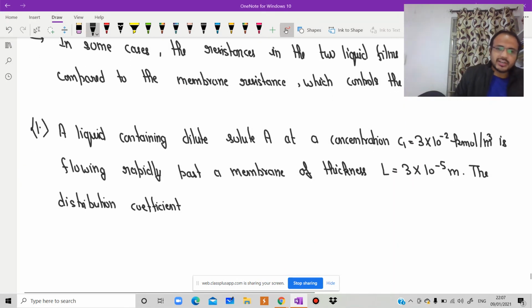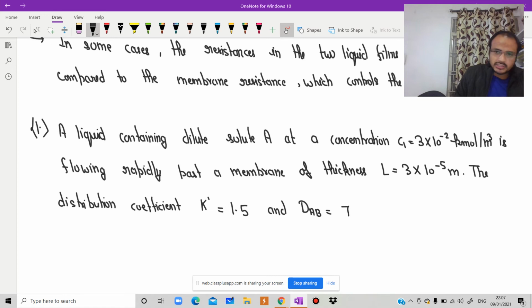The distribution coefficient K prime is 1.5 and DAB is equal to 7 into 10 to the power minus 11 meter square per second.